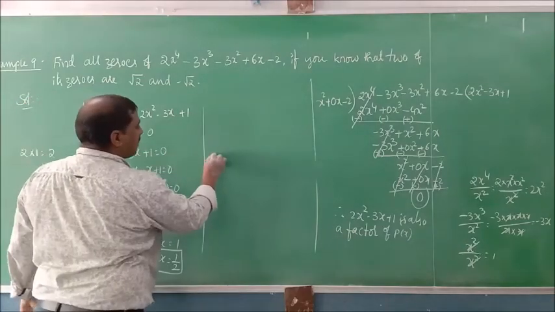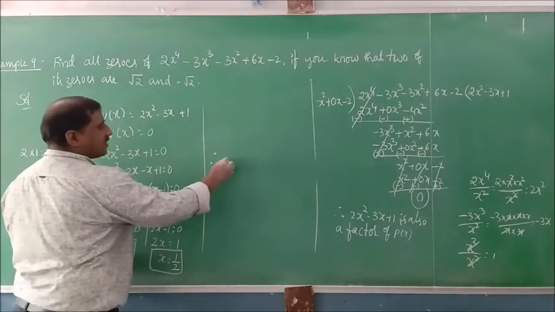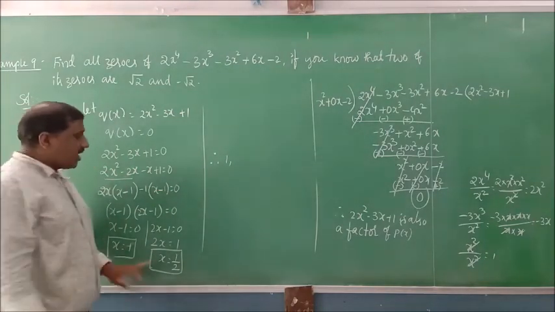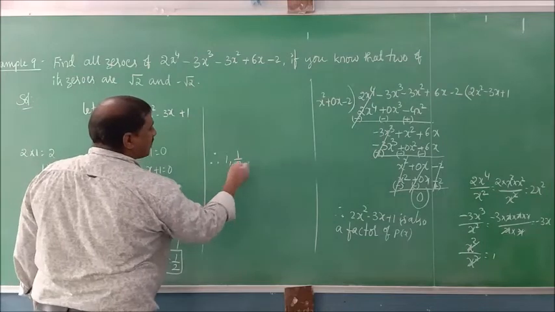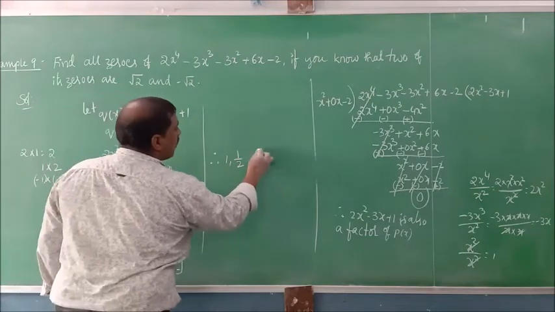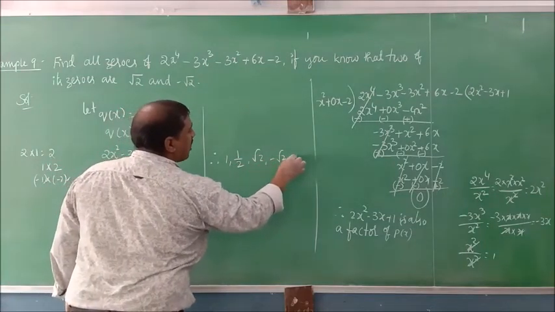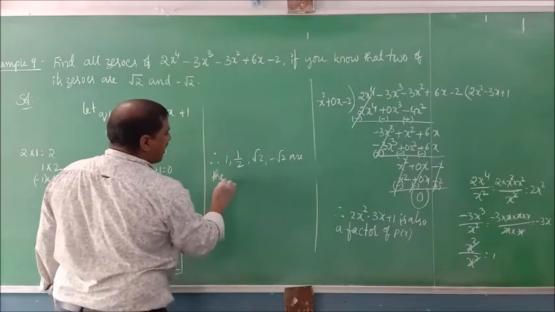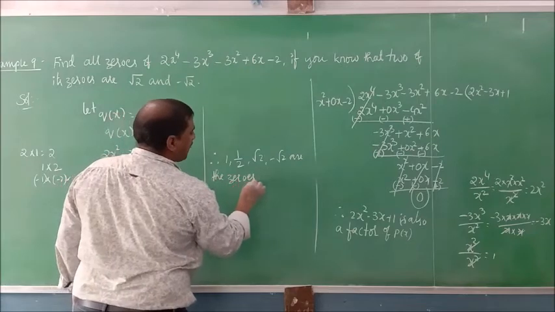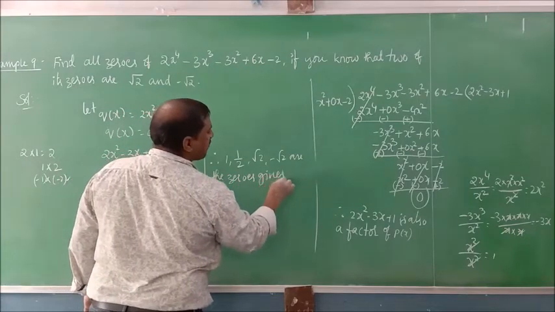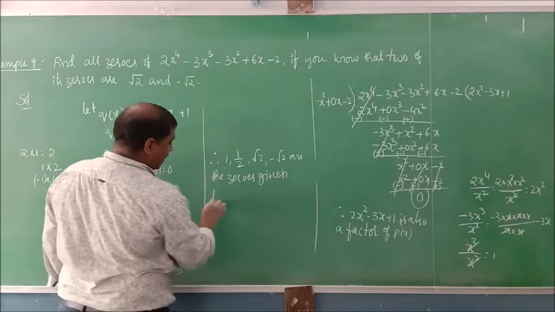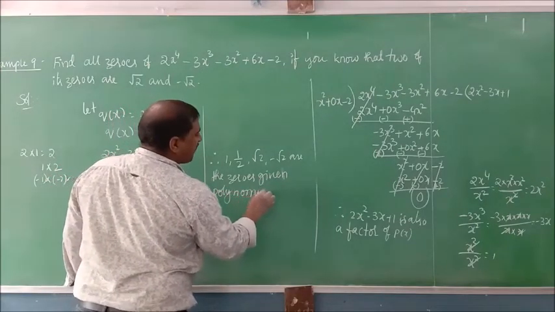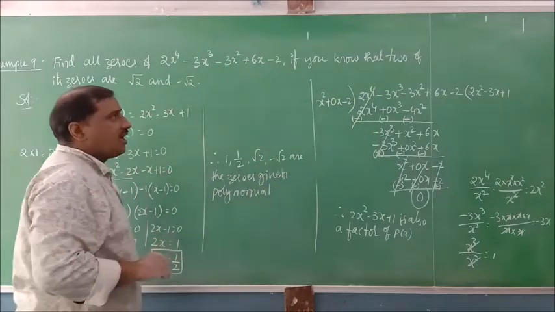Therefore, what are all the zeros? It is x is equal to 1, x is equal to 1 by 2 are the two zeros, and root 2 comma minus root 2 are the zeros of the given polynomial. So like this we will find all the zeros of a fourth degree polynomial.